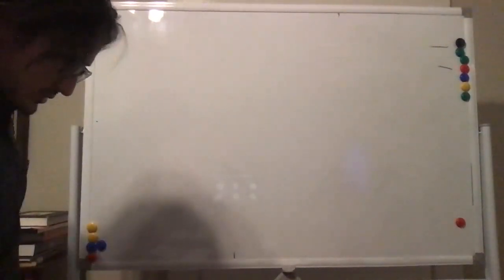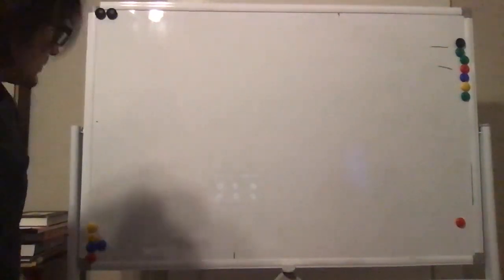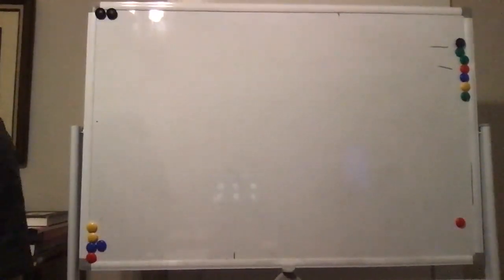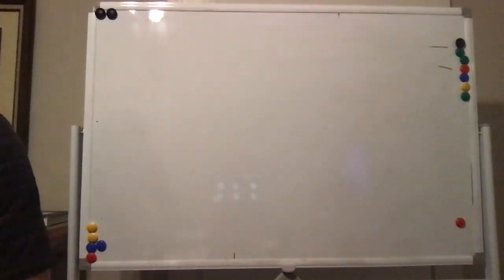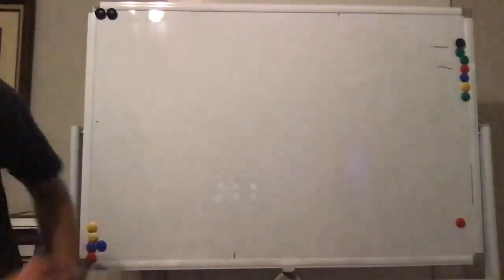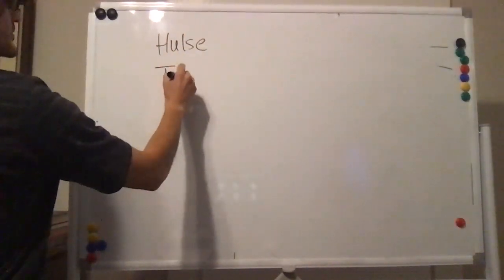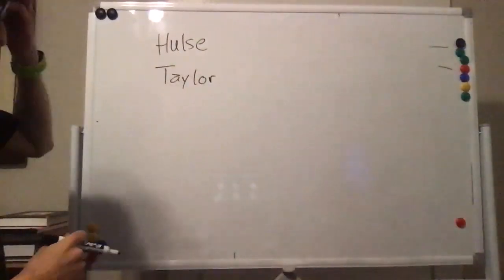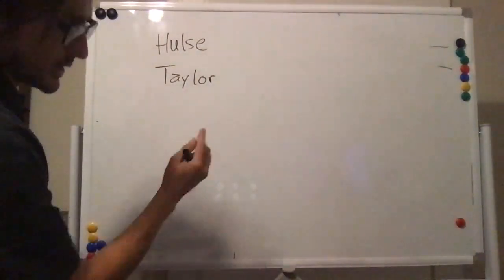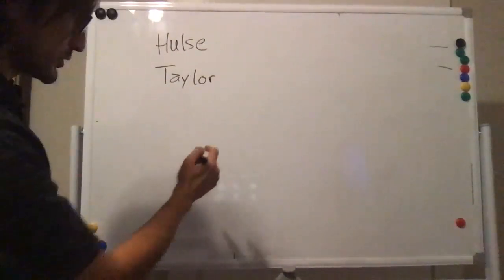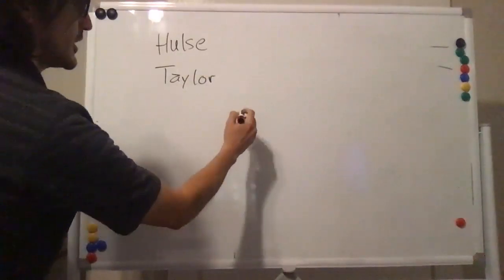So the 1993 Nobel Prize was given to these dudes, Coles and Taylor. So they discovered a pulsar that had some glitches.